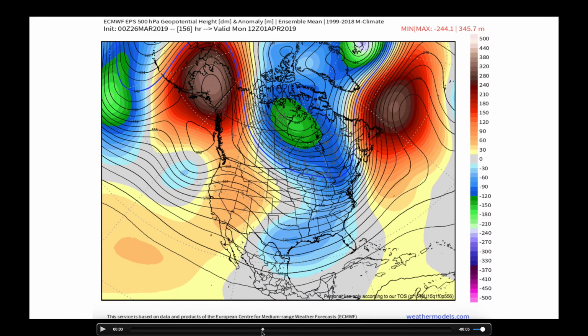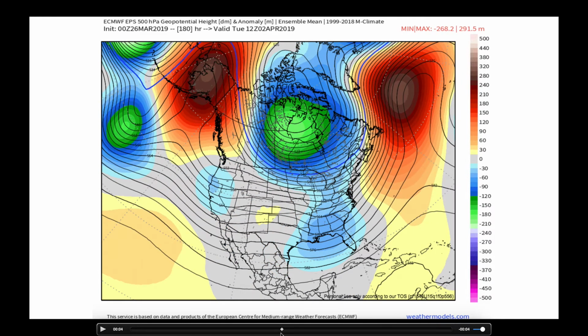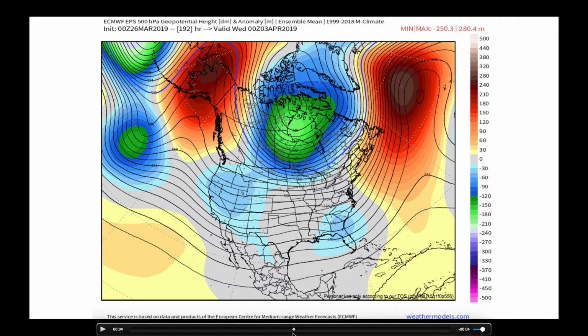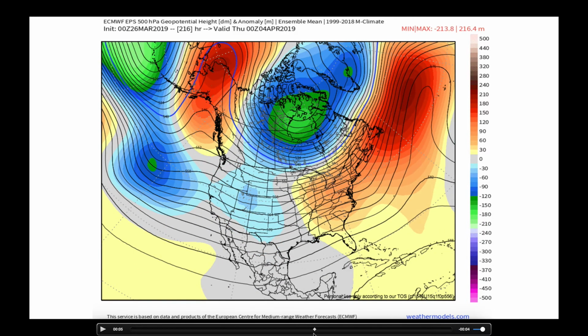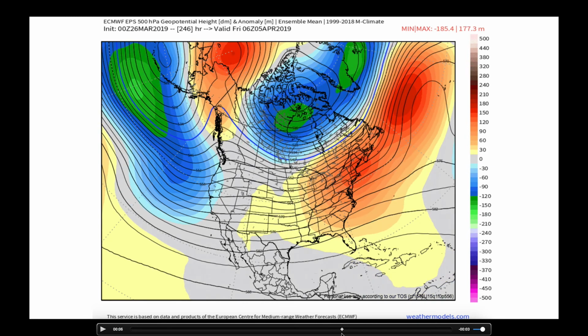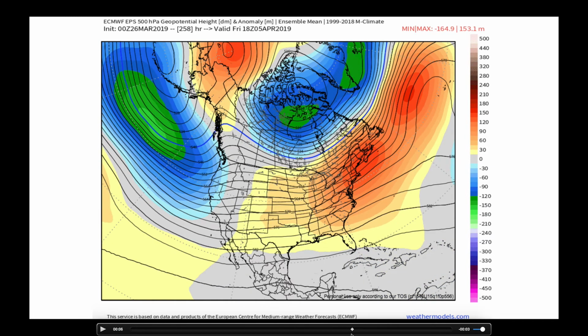You're going to see the strength of the Alaskan ridge waning with time as we progress into April. So the first week of April is right here. And look at the strength and size of the trough by the time I get out to April 4th and 5th, coming right here across the Pacific. Now that is a much different look in terms of the flow of the atmosphere. Now we're building a ridge here.